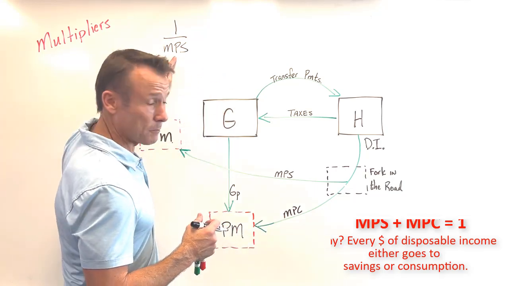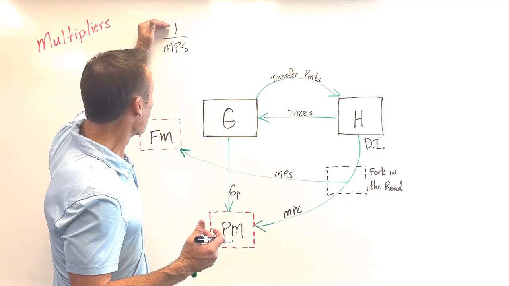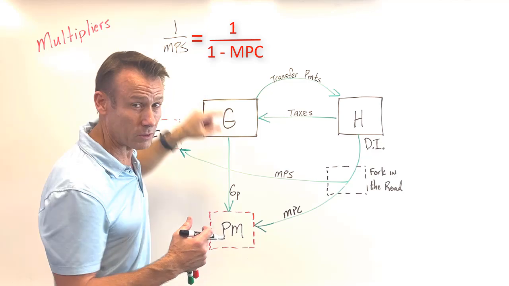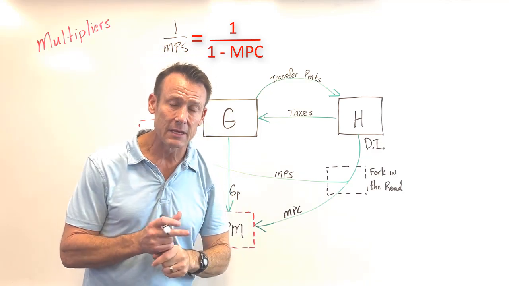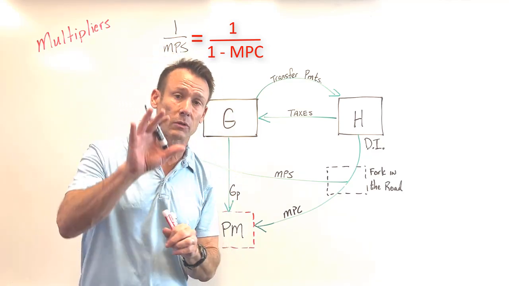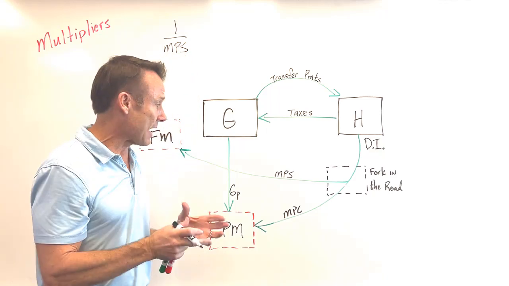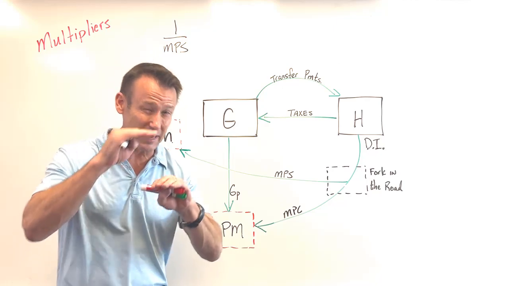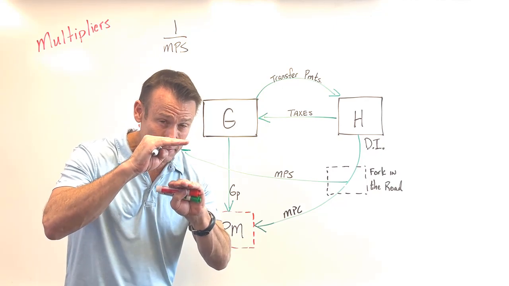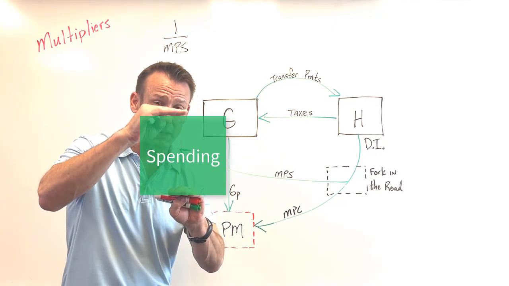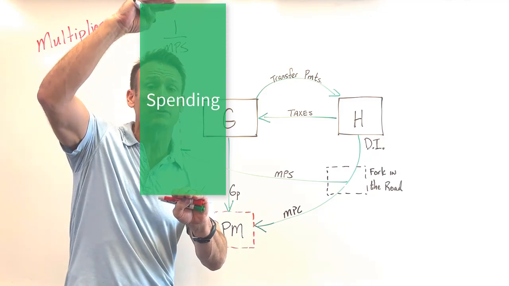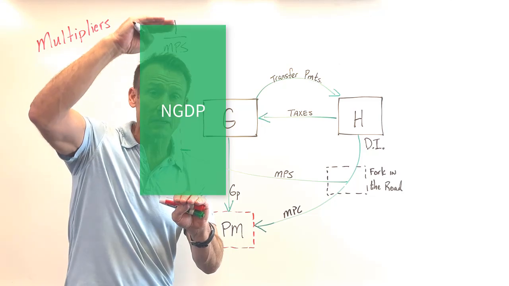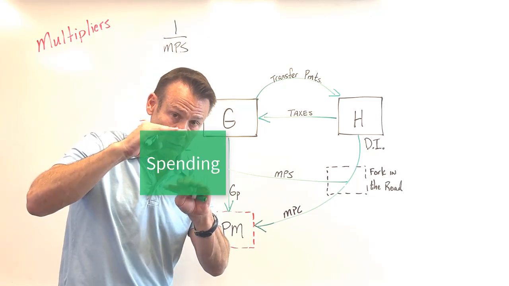Now, many people might represent the spending multiplier as 1 over 1 minus the MPC. I want to tell you why we're going to represent it as 1 over MPS, because we think it's more conceptual. Let me tell you why. Guys, why is there a spending multiplier? Why is it that when we get an initial change in spending, that initial change in spending gets multiplied into more and more rounds of spending, and therefore it increases nominal GDP more than the initial change in spending?